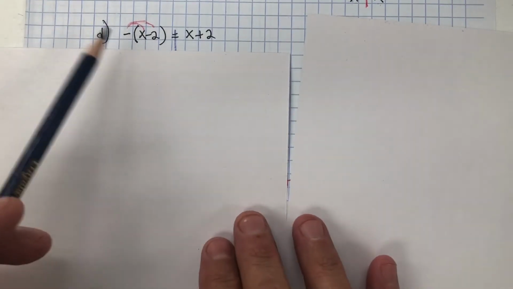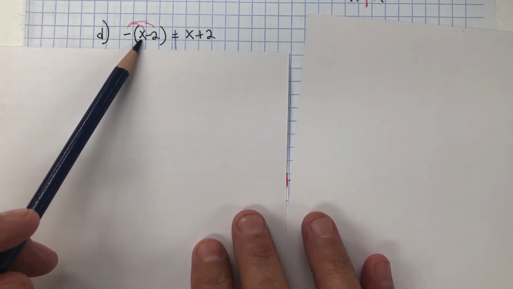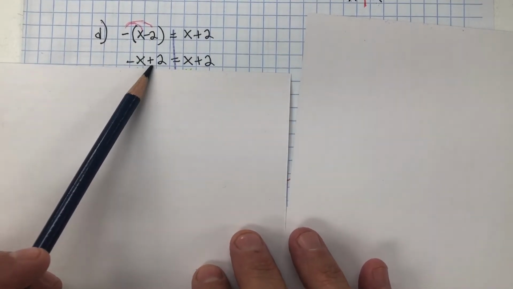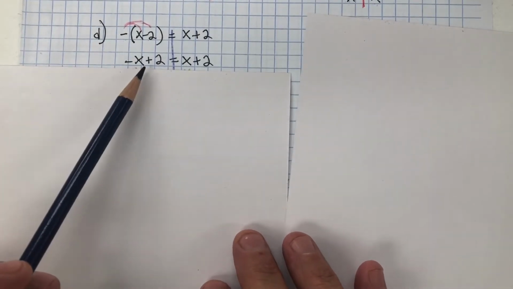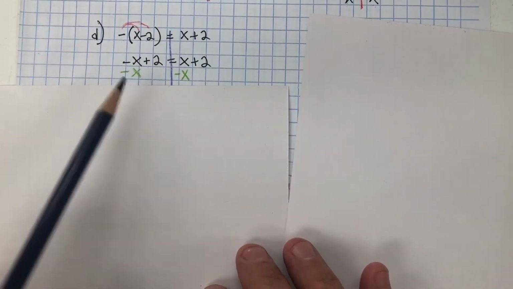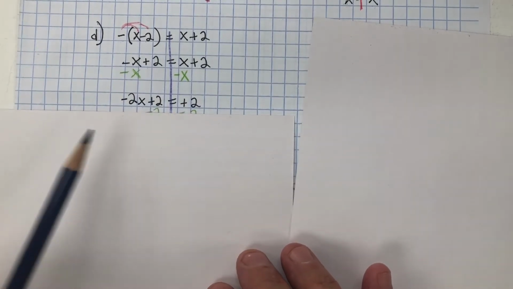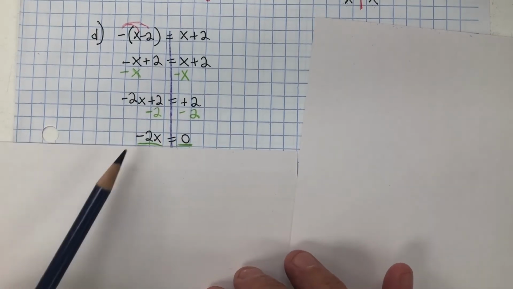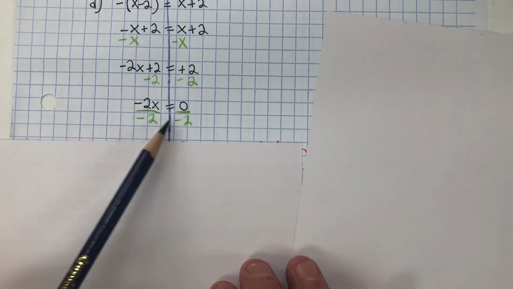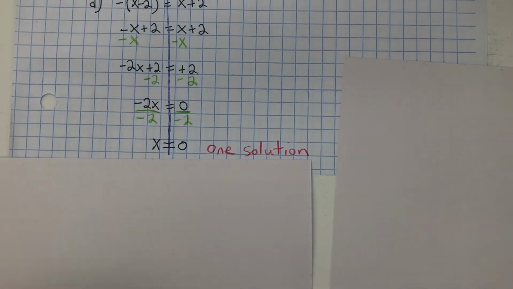For D, first we have to distribute this negative. Opposite of positive x, negative x. Opposite of a negative 2, positive 2. Get the variable over to one side, so we're going to subtract x from both sides. Now we have negative 2x plus 2 equals positive 2. Add 2 to both sides. We get negative 2x equals 0. Divide both sides by negative 2, and we get x equals 0, which would give us one solution.